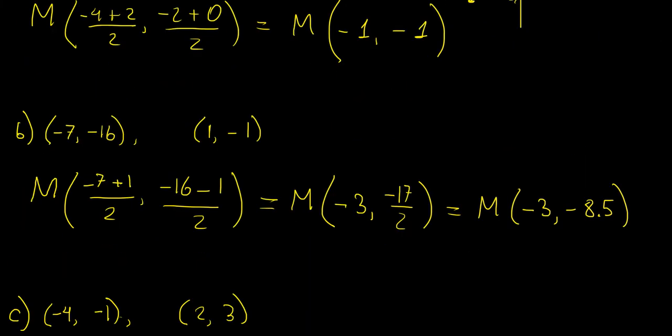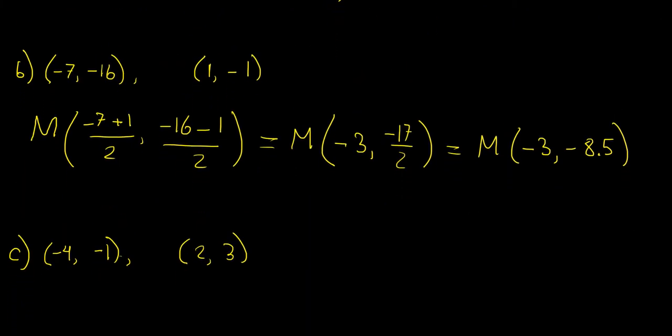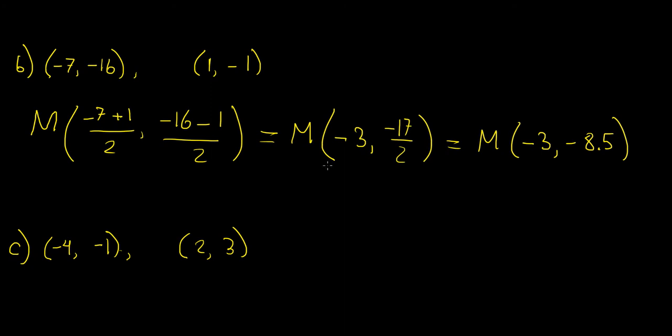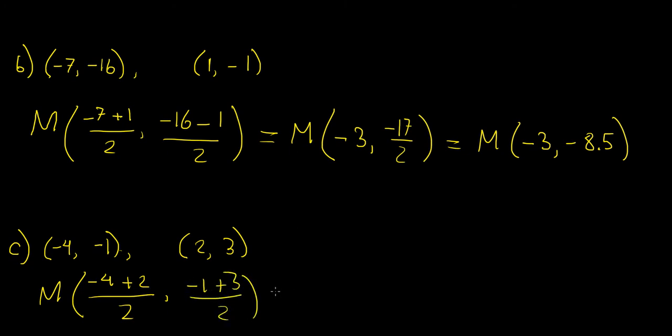And now we're going to do the same thing here. We're going to calculate the midpoint. Once again, we add the x coordinates, minus 4 plus 2, divided by 2, and minus 1 plus 3, divided by 2. It's going to be equal to the midpoint, so that's going to be minus 2 divided by 2 is minus 1. And then minus 1 plus 3, that's 2, divided by 2, that's 1.